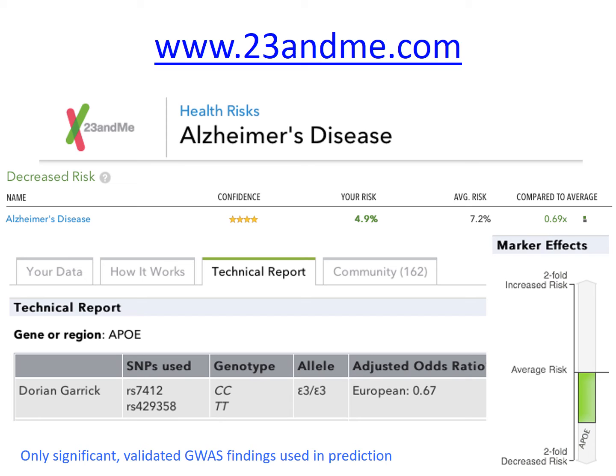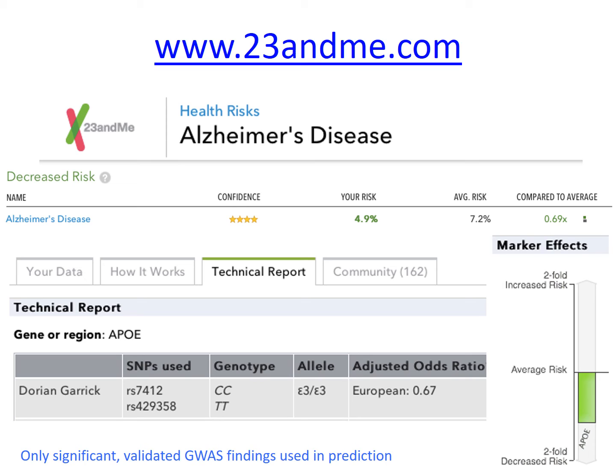Doesn't mean I won't get Alzheimer's because it's not entirely determined by genetics, but it says that relative to other people whose genotype is unknown, I am less likely to get Alzheimer's because I am carrying forms of the genes that are associated with reduced risk.